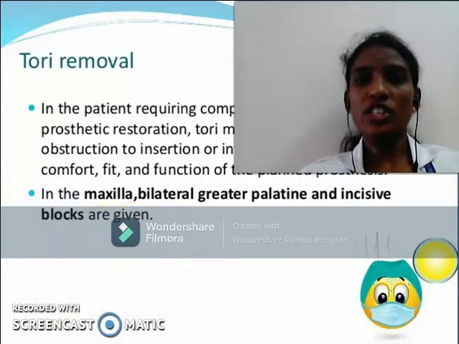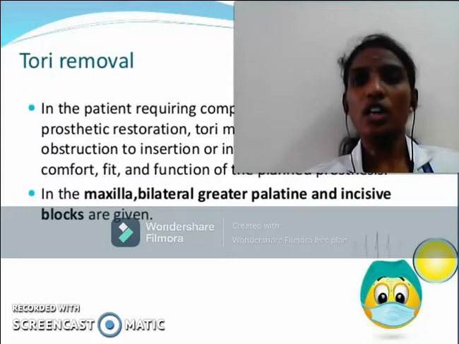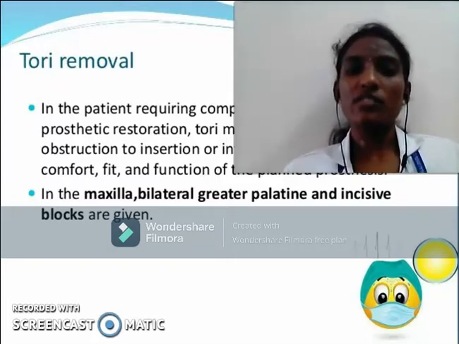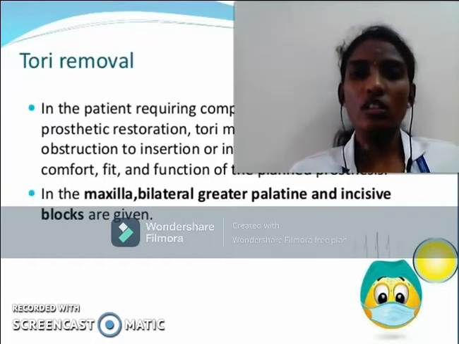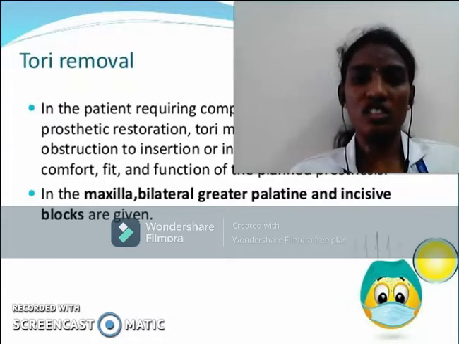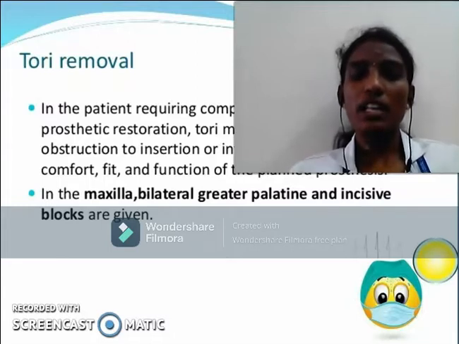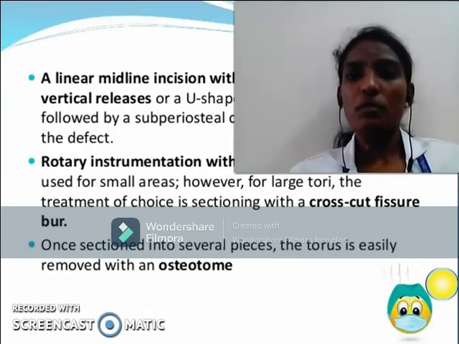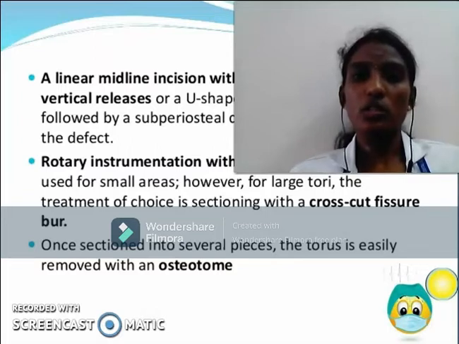Torus removal. In a patient requiring a complete or partial conventional prosthetic restoration, a torus may be a significant obstruction in the insertion and interfere with the overall comfort, fitness, function and planning of the prosthesis. In the maxilla, bilateral greater palatal and incisive blocks are given. A linear midline incision with posterior-anterior vertical relieving or U-shaped incision of the palate, followed by subperiosteal dissection, is used to expose the defect.